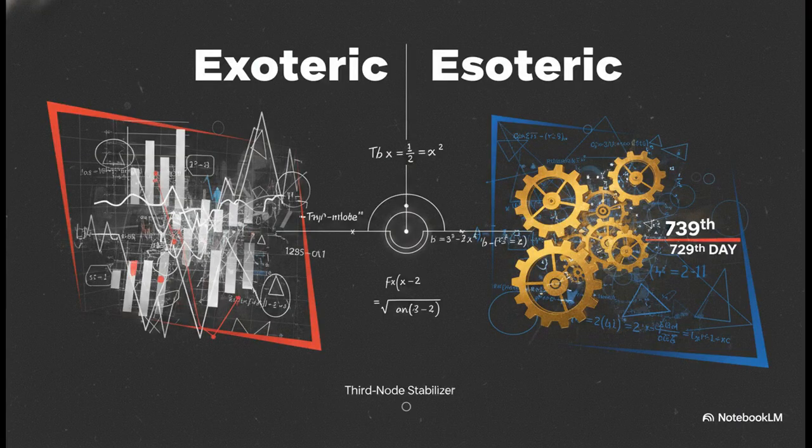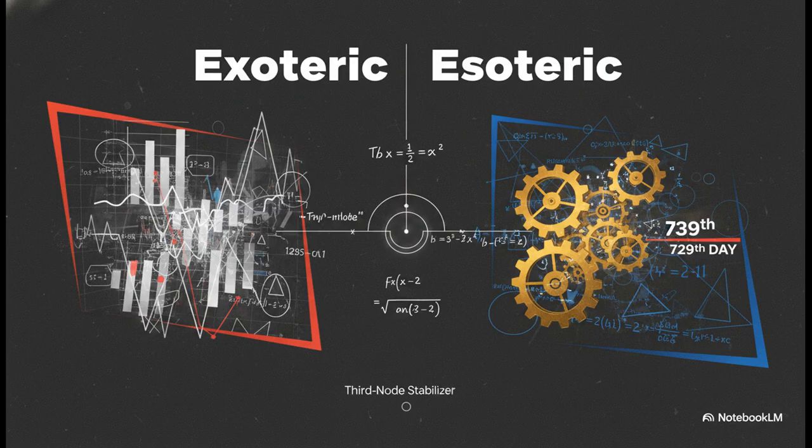To do this, we'll be using an analytical framework called Numeric Humanism. Think of it like looking through two completely different lenses. On one side, you've got the exoteric. This is the observable data, the surface noise of polling, the daily news turn, the generic ballots. It's inherently reactive.